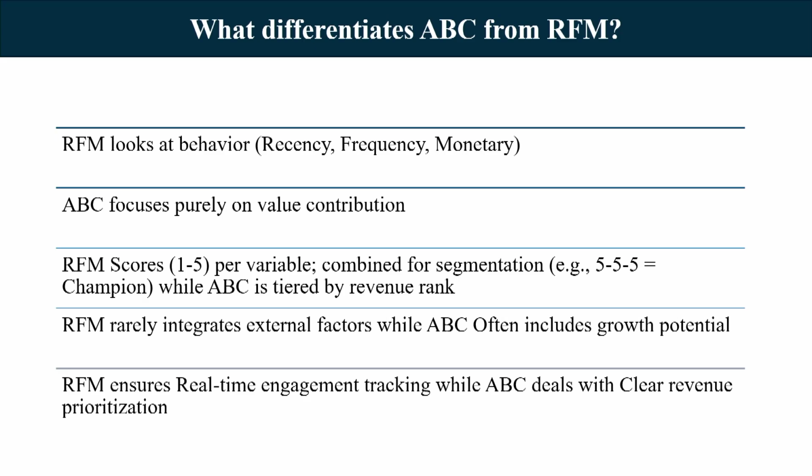RFM is basically great in real time tracking and engagement. When it comes to ABC, it excels at clear revenue prioritization. RFM rarely includes external factors like growth potential, which ABC can actually incorporate. So, what we need to do as a business decision taker is that we need to choose the frameworks based on the needs. Probably RFM for dynamic marketing automation, and let us say ABC for strategic allocation.